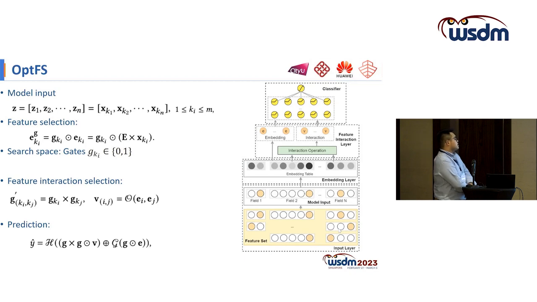And for the feature interaction search, it is just generated by our feature selection results. For example, for the interaction of the i-th feature's ki feature value and the j-th feature's kj feature value, they should both be selected for a meaningful feature interaction. So to search for these two parts, we just need to decide this g_ki. And here, big O is the interaction function for the interaction of i and j.